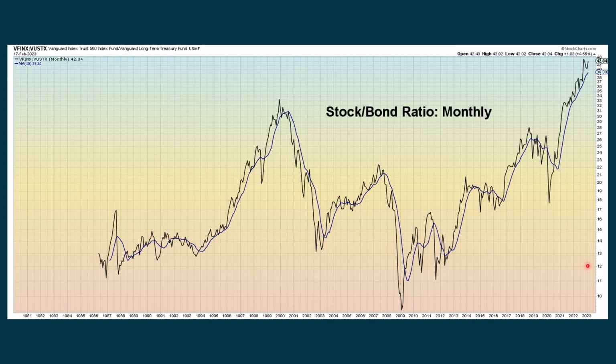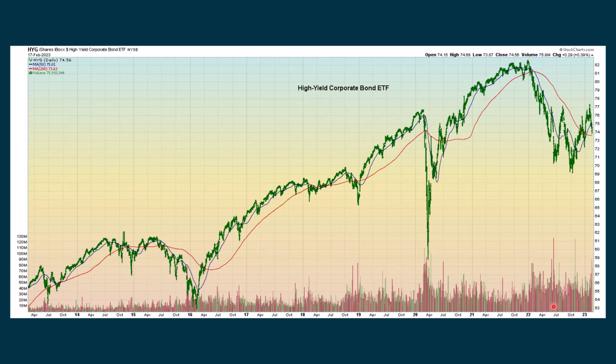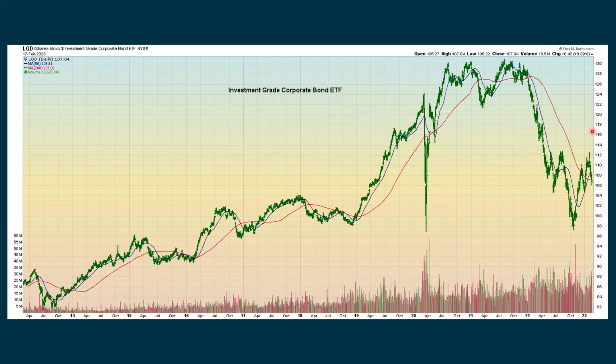The stock to bond monthly ratio shows how stocks are continuing to outperform bonds. And this also shows that as well, where bonds are underperforming stocks. Here's a high corporate bond ETF where we had a recent golden cross. Looked like it was breaking out, but seeing some recent weakness. And the same thing is true with the investment grade corporate bond ETF.